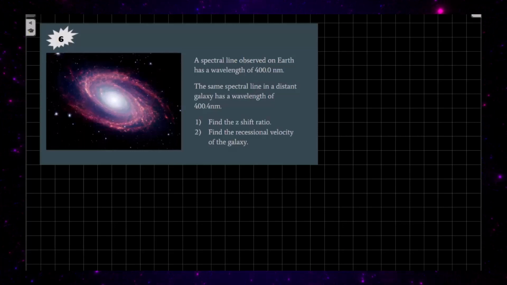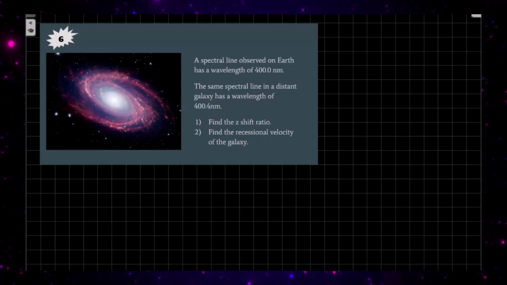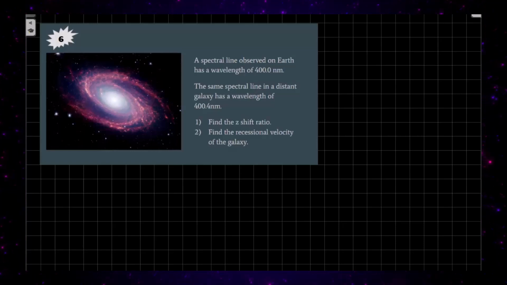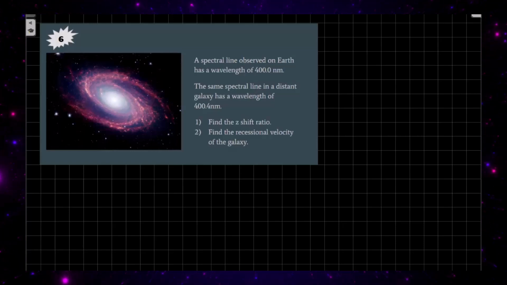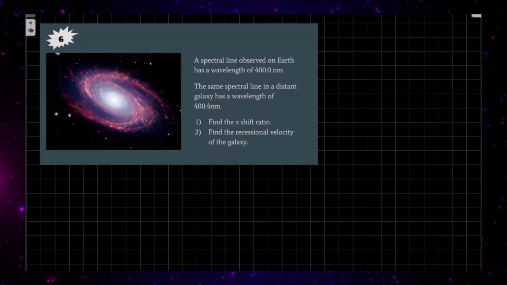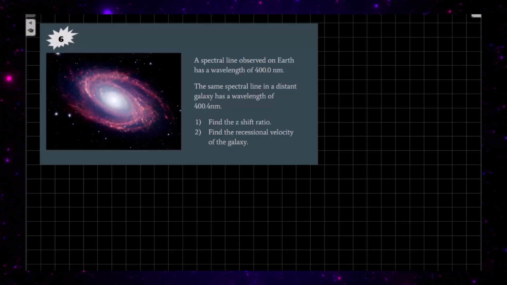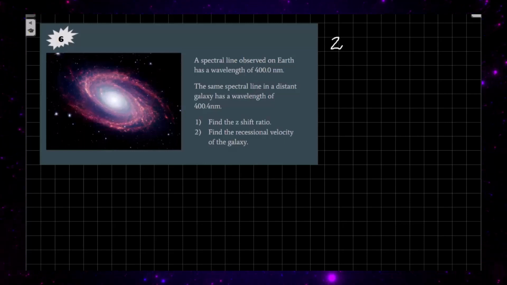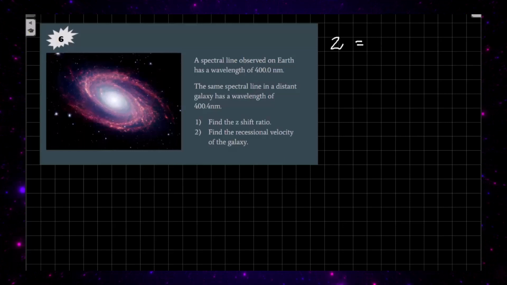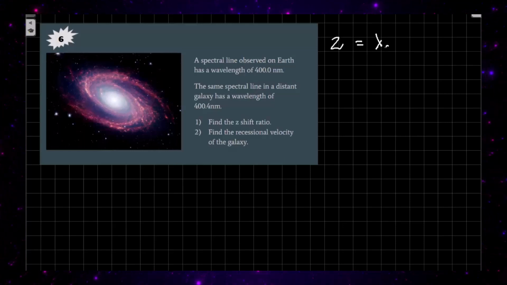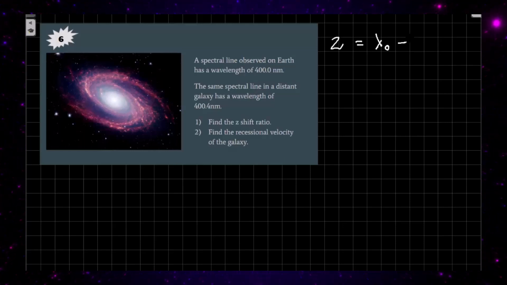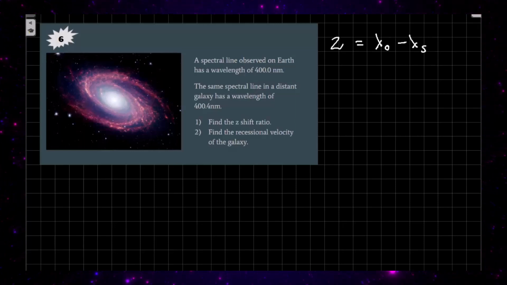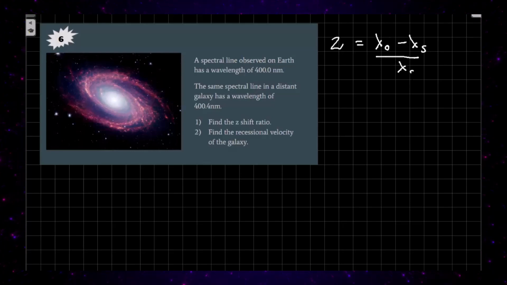Do you remember the ambulance siren of the car moving past us? So the fact that the wavelength's got that bit longer means that the galaxy is moving away from us. Now, we can define the Z shift from the following equation. The Z shift is equal to the observed wavelength you see in the distant galaxy take away the wavelength which you observe in the lab, the source wavelength, divided by lambda s.